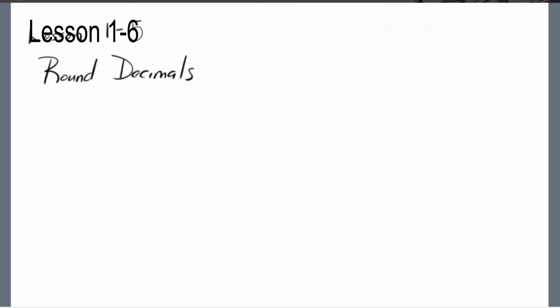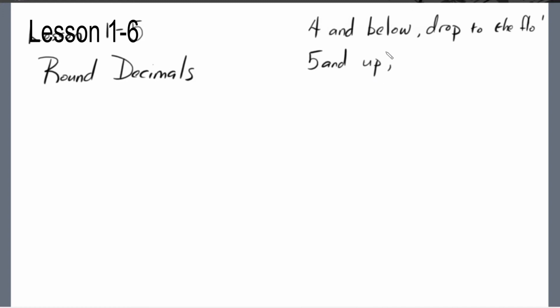All right, so lesson 1-5 is about rounding decimals. And you guys already worked on rounding whole numbers last year in fourth grade. It was 4 and below, drop to the flow. I didn't make this up. And we're going to put a little apostrophe there. Flow really means floor, but that doesn't rhyme with below, so we're going to call it flow. 5 and above, or 5 and up, jump up.